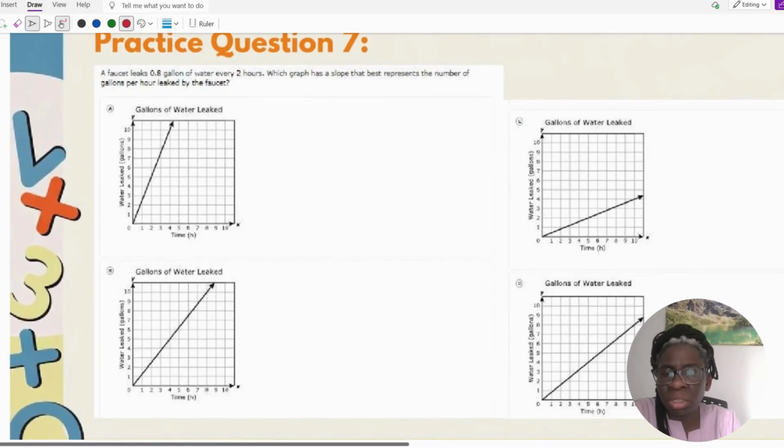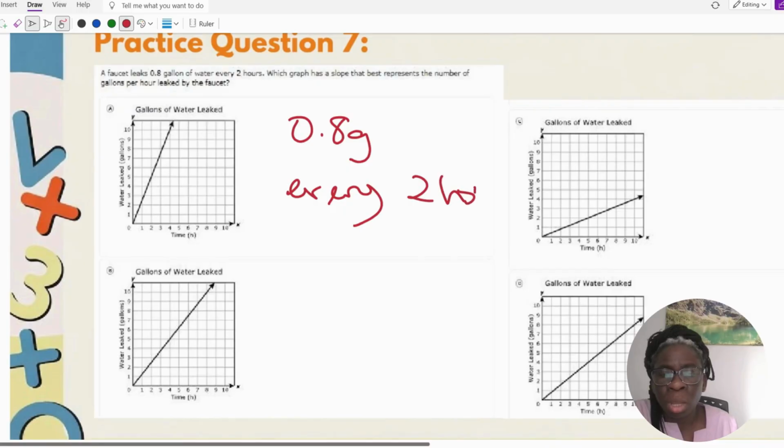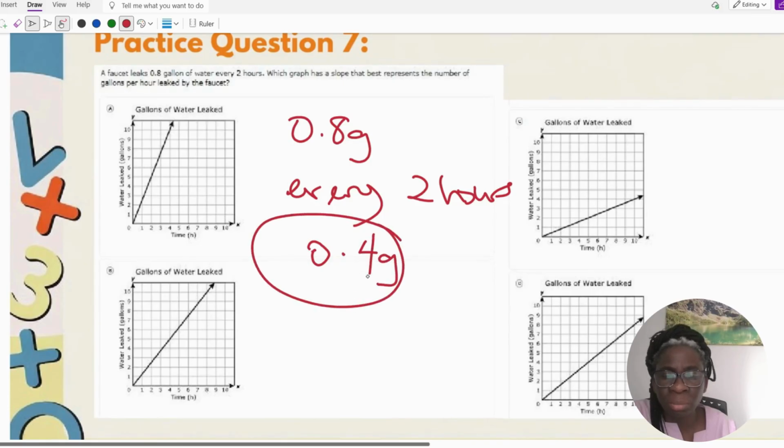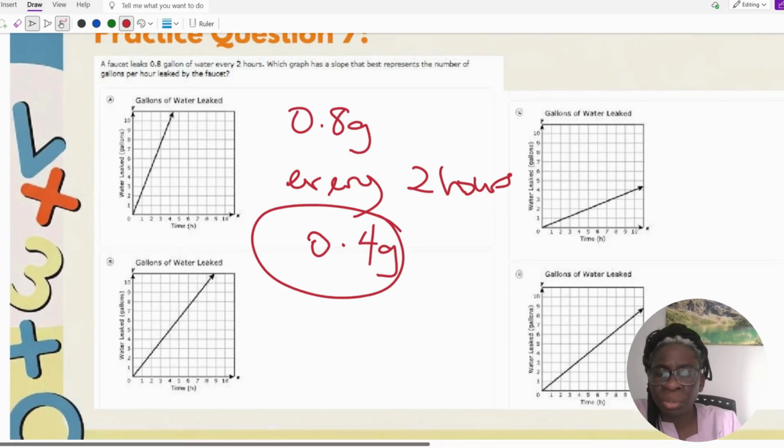So the next one says, a faucet leaks 0.8 gallon of water every 2 hours. Which graph has a slope that best represents the number of gallons per hour leaked by the faucet? So if 0.8 gallons leaks every 2 hours, that means we divide 0.8 by 2, that gives 0.4 gallons per hour. So for every one, there must be 0.2. So identify it on the graph. Which of the options is correct?